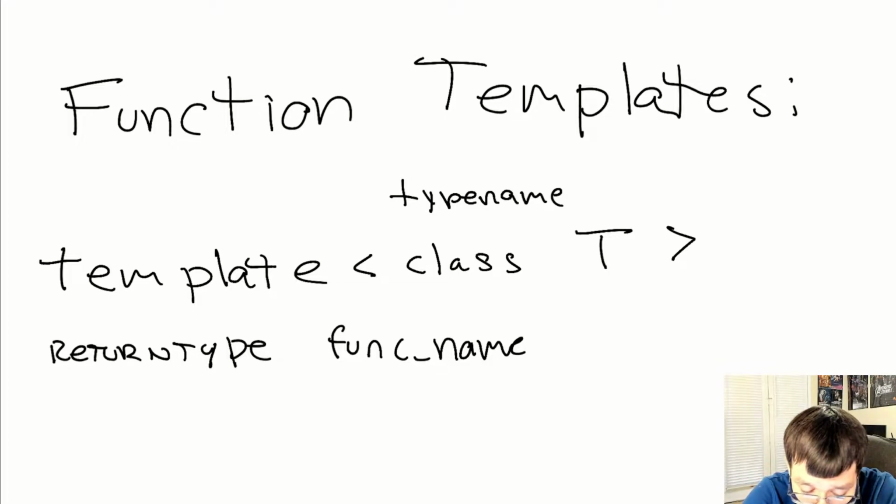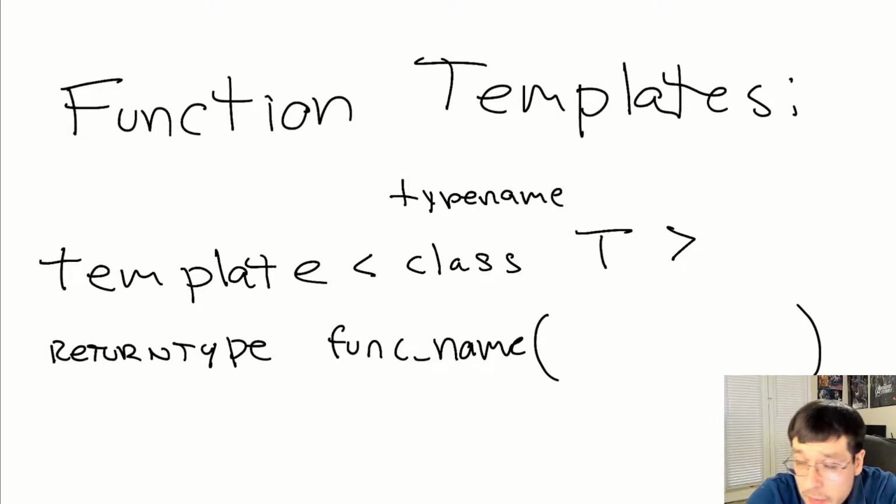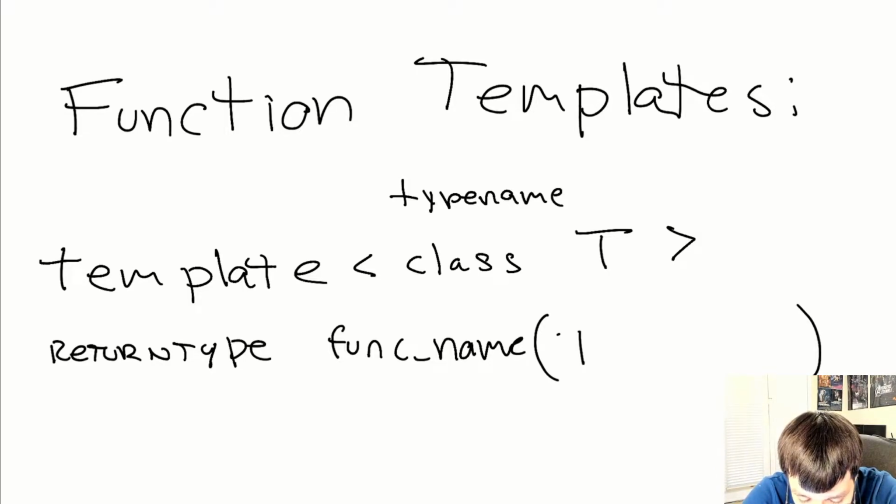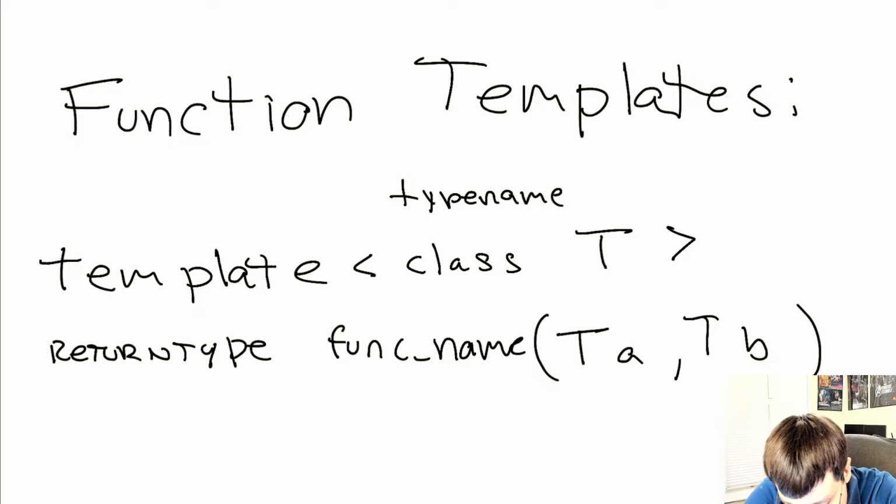And then from there, you're going to have your parameters. Your parameters can be any type that you want. But typically, if you're working with a template function, you want them to be template variables. So in this case, let's just say we have two template variables, right? Because we're trying to show you the addition one. So it's going to be like T A and T B.